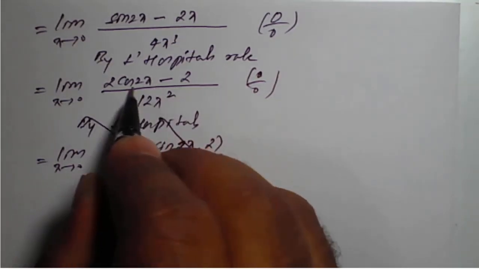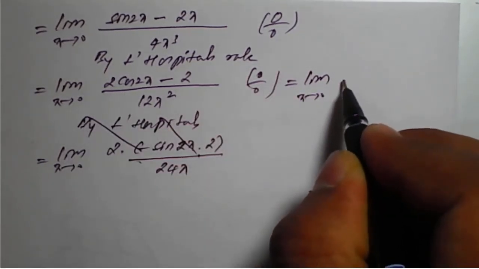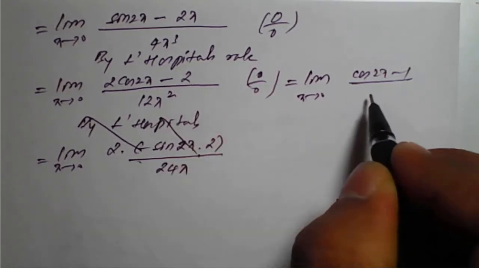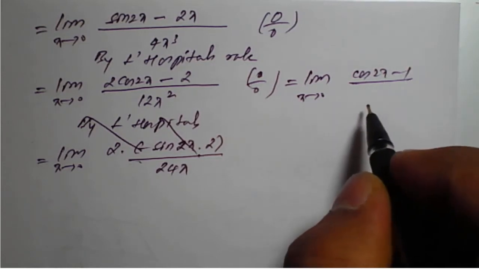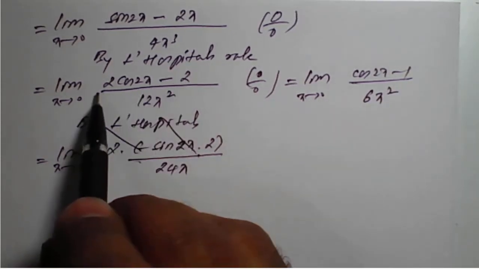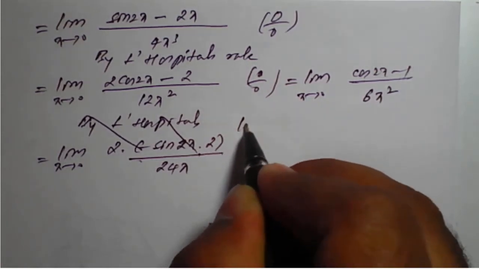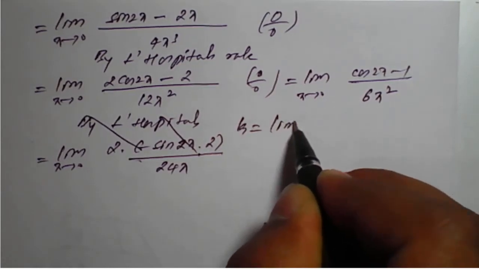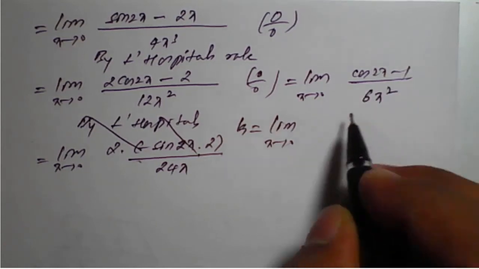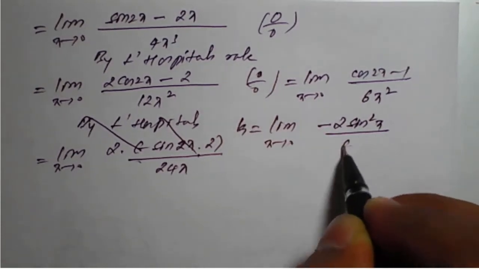So this can be written as, you take 2 common among this, so limit x tends to 0. If you take 2 common, it will cancel. So we are left with cos of 2x minus 1 divided by 6x square. So cos 2x minus 1, as per the identity, I will write k is equal to limit x tends to 0, cos 2x minus 1 is nothing but minus 2 times sine square of x divided by 6x square.